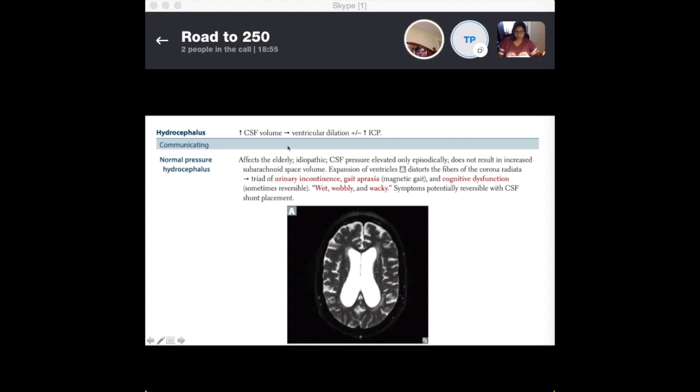And then, as First Aid said, it affects the elderly, it's idiopathic. CSF pressures only elevate episodically.